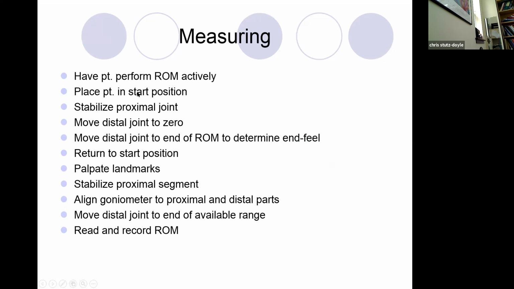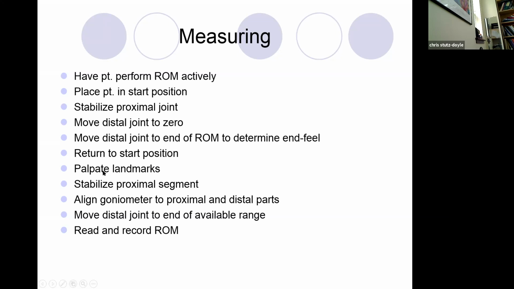So what do we do when we look at range of motion? We always want to have the patient perform the range of motion actively so that we can see what their range of motion is. Put the patient in the appropriate start position, stabilize the proximal joint, move the distal joint to 0, then move the distal joint to the end range of motion to determine the end feel. So you're doing that passively. You return to the start position.